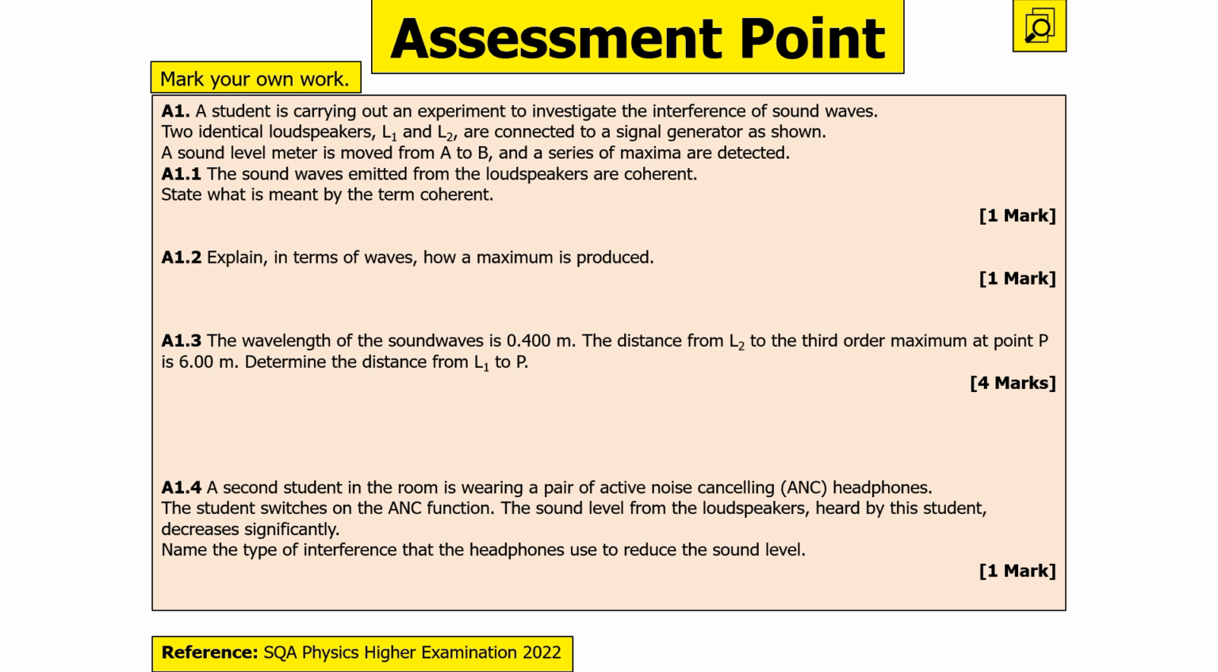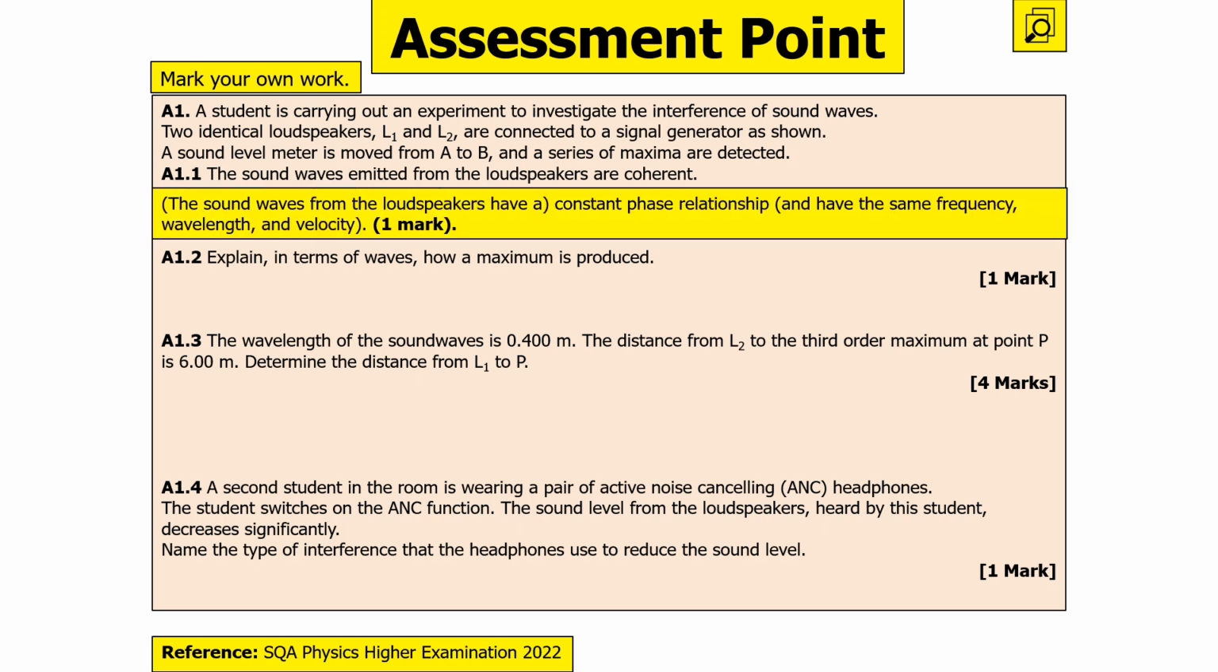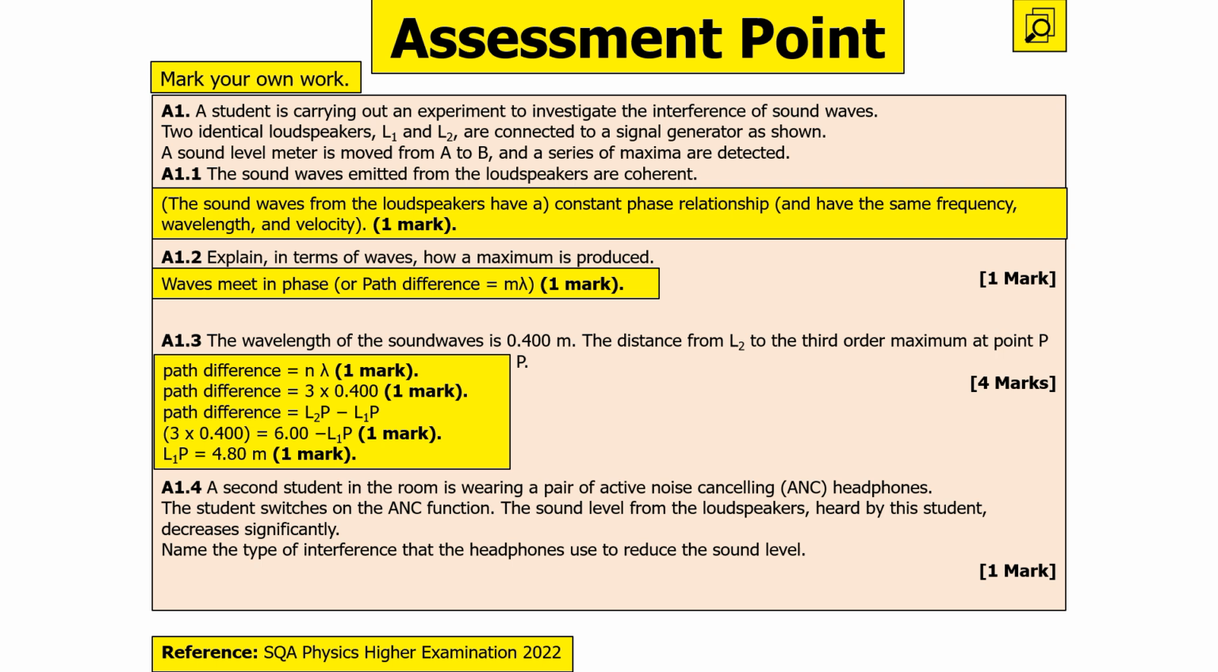Right, in this first one, the sound waves from the loudspeaker have a constant phase relationship, have the same frequency, same wavelength, same velocity. The maximum is produced when the waves meet in phase. We know the path difference because the meeting in phase is n lambda, so it's another third order, so it's 3 times 0.4. That equals the path difference, so 3 times 0.4 equals 6 minus the other path, so therefore the other path is 4.8. This must lead to destructive interference.